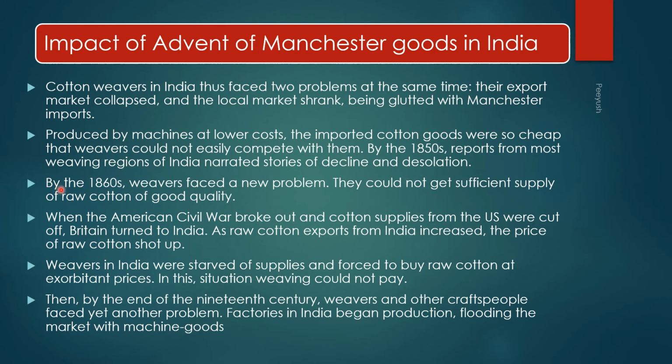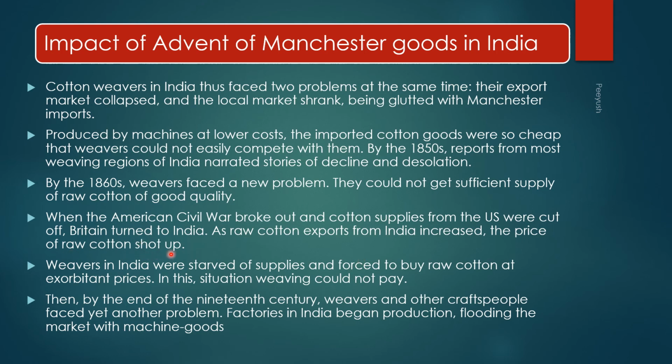By the 1860s, weavers faced a new problem. They could not get sufficient supply of raw cotton of good quality. Now another problem emerged, that they were not able to get raw material of good quality. The reason is, when the American Civil War broke out and cotton supplies from the US were cut off, Britain turned to India. As raw cotton exports from India increased, the price of raw cotton shot up.